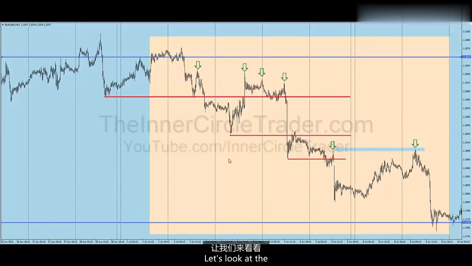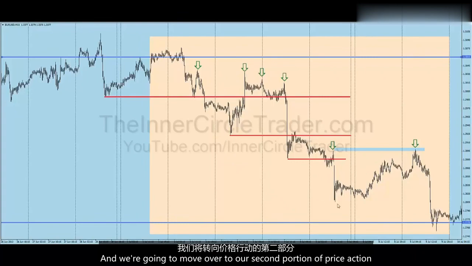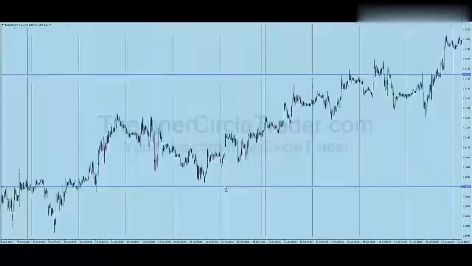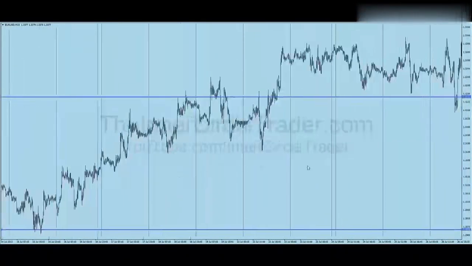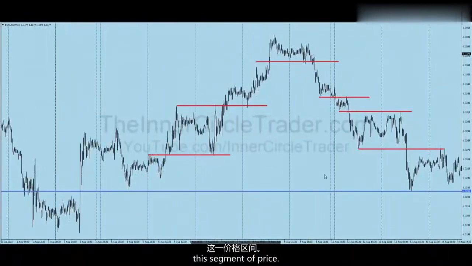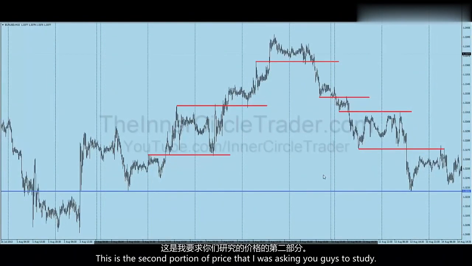Let's look at the notion of fractals in price action, and we're going to move over to our second portion of price action and study this segment of price. Okay, this is the second portion of price that I was asking you guys to study.